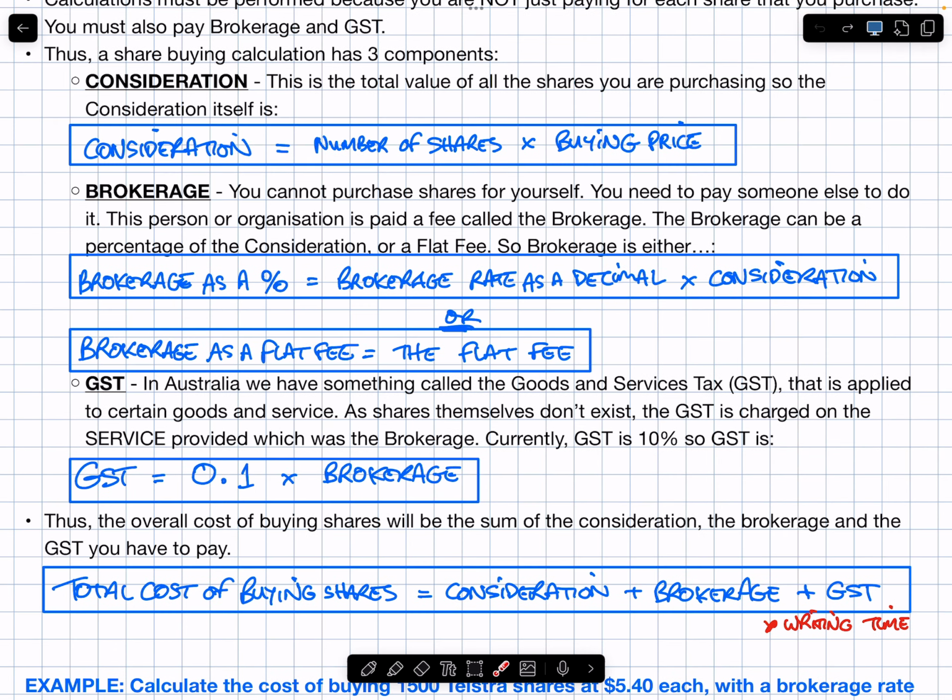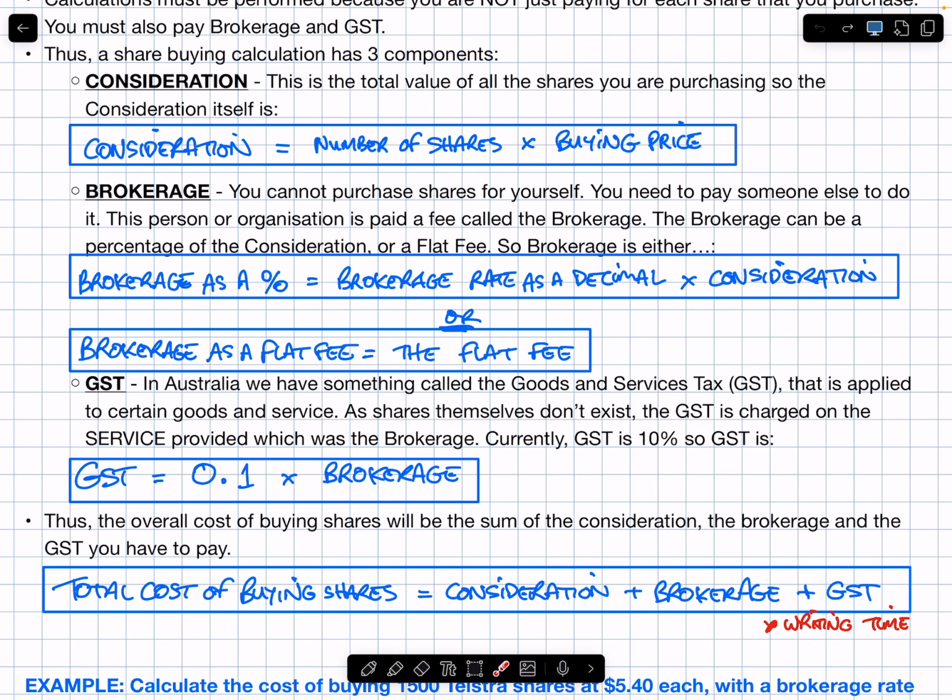All right, the last of the three elements is the idea of GST. In Australia, we have something called goods and services tax. They apply that tax to certain goods and services. What is the broker doing? When you pay a broker, they're providing you a service to buy the shares for you. So the government is going to take 10% of whatever that service costs. Currently in Australia, GST is 10%. So how do I work out GST?